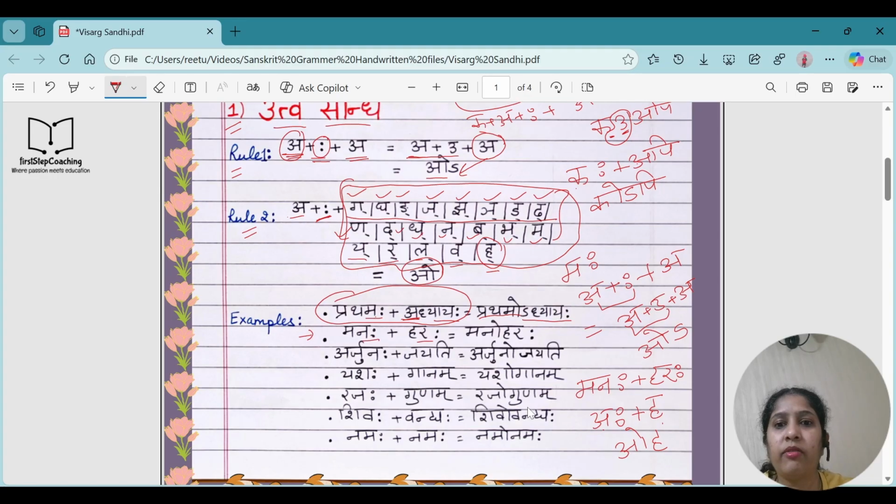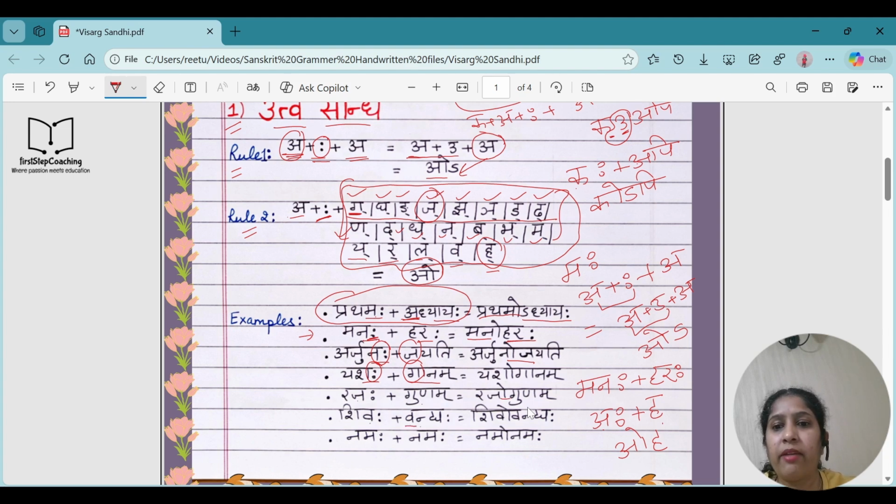Manaha plus haraha becomes manoharaha. Man and har have no change. Just the visarg became the o matra, because a plus u became o. Same way, if you have Arjunaha, Jayati, it is aha and this is the third letter ja. We have a ja here, so it became Arjuno Jayati. Same way, Yashaha, Ganam: aha and then ga. We have ga as an option. So it is Yashoganam. Same way Rajaha, Gunam became Rajogunam.